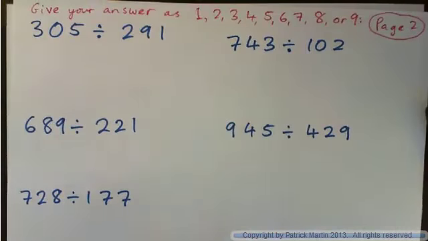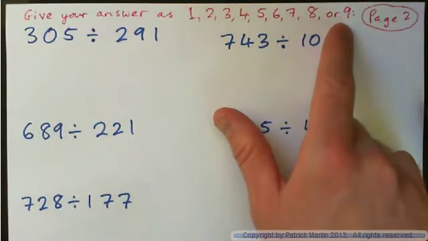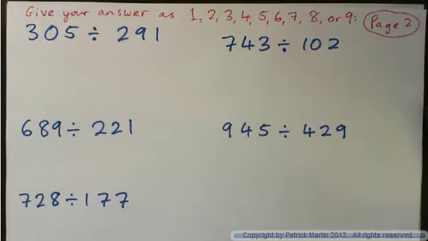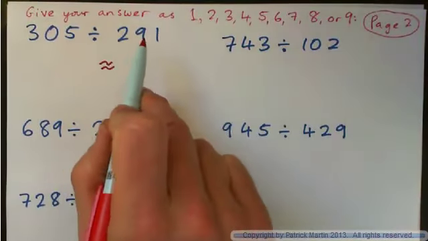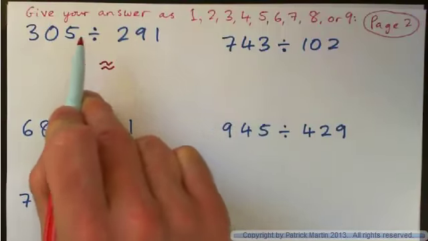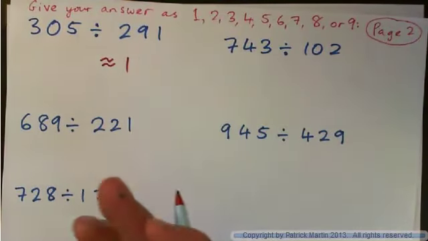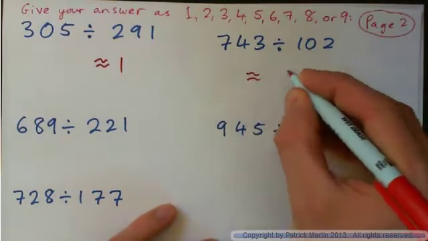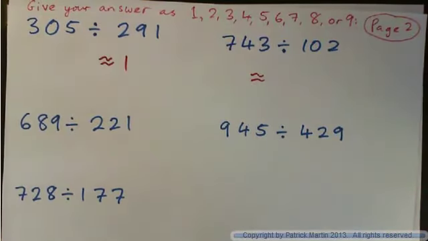So look at page 2. You've got to give your answer as 1, 2, 3, 4, 5, 6, 7, 8, or 9, a digit between 1 and 9. So what's 305 divided by 291? Just as a digit between 1 and 9. How many 291s are contained in this? Well, approximately 1, right? You don't have two 291s in 305. How many 102s are approximately in this number? Write down the answer.